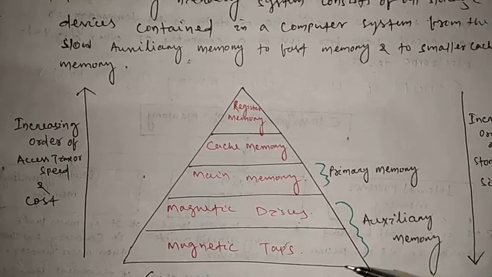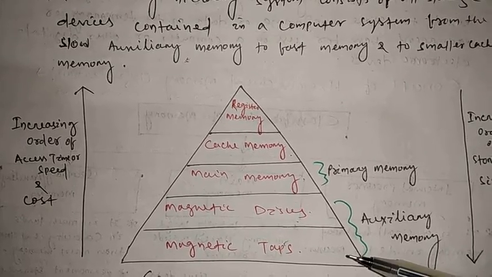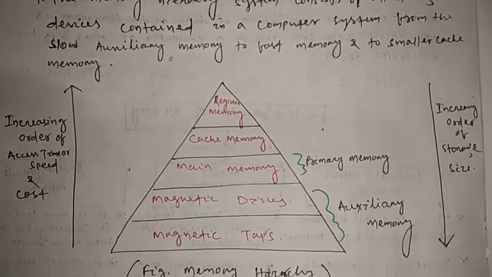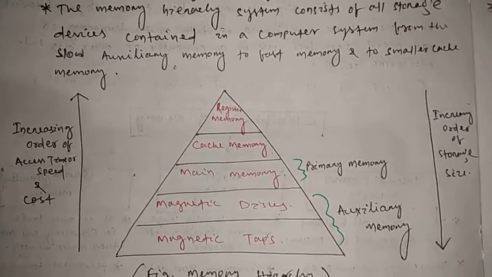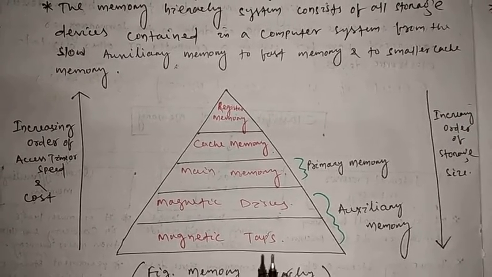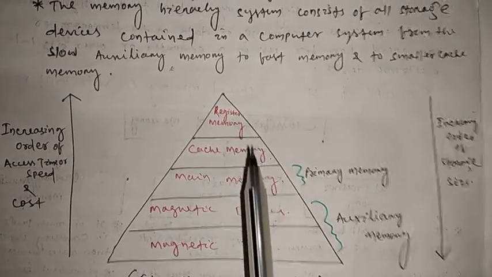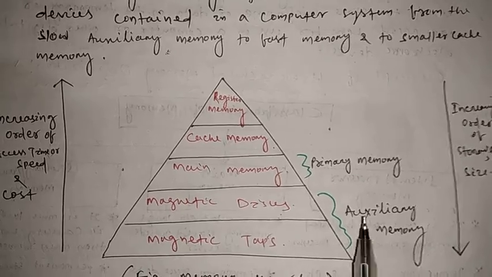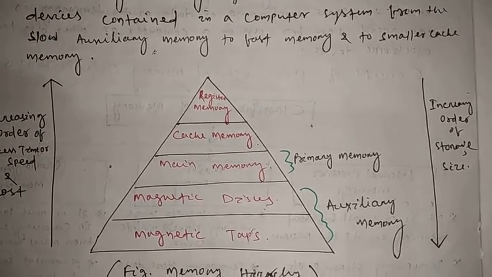add maximum size hard disks to our computer to store the information. Okay, so this is the cost per bit. Which is more costly? Register memory and cache memory are more costly than the magnetic tape and magnetic disk. Get it, everybody? So these are the characteristics of memory hierarchy.